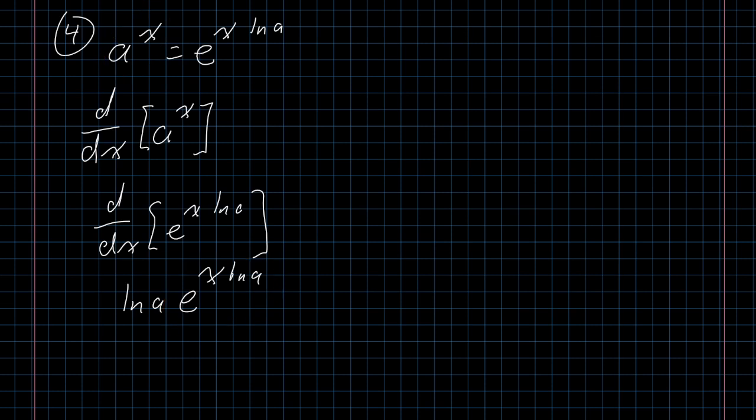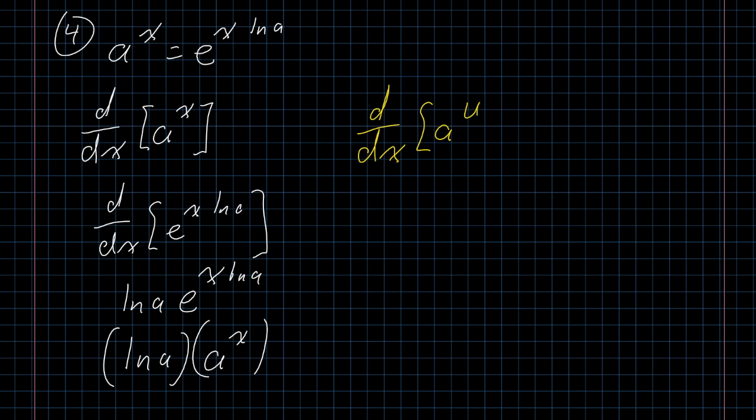So this can be written as the natural log of a times a to the x. Or, if you want the general purpose rule, the derivative of a to the u is going to be natural log of a times u prime times a to the u, right? Just using the chain rule and saying if there's something else in that exponent, you're going to need to take its derivative.